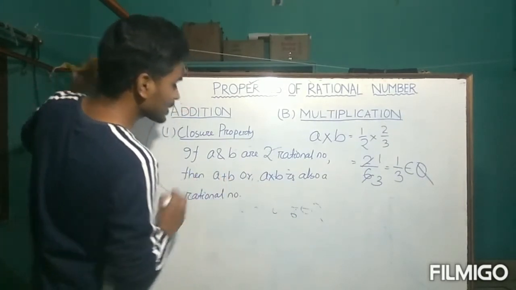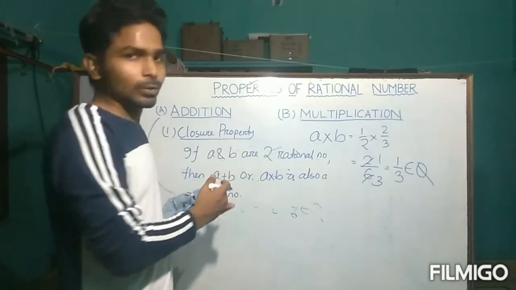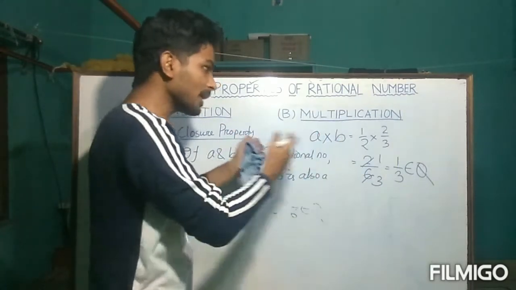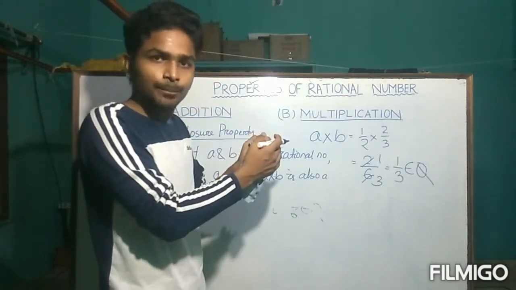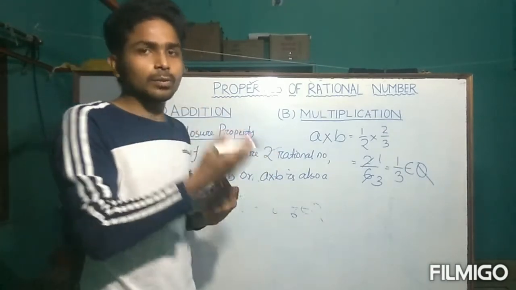Here we have to find out whether a plus b is a rational number or a into b is a rational number, combinedly. So it is clear what the closure property is.